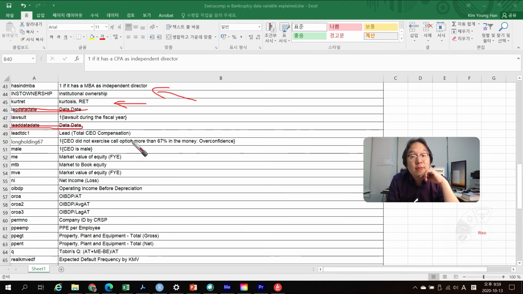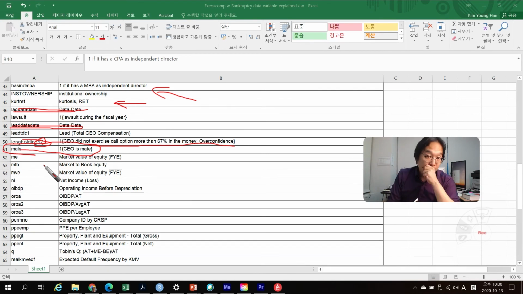Lead TDC 1, that's total compensation, right? Total compensation in the following year, in the coming year. Lead variable is there. And then long holding 67, that's the overconfidence measure. I told you about this overconfidence measure, how you do it, okay? And then identification of the gender of the CEO, male dummy is here. If it is female, 0, okay? And you can check out the percentage of female CEOs in the US, until 2008, year by year, and you can get some idea about it.